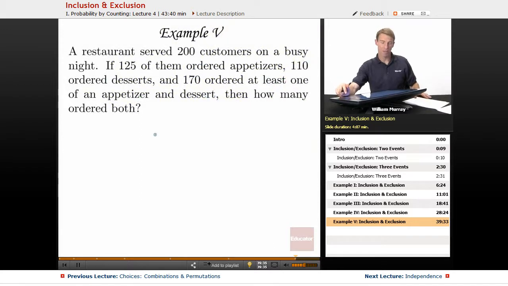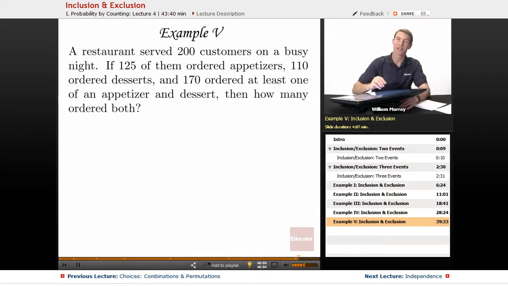So in our final example here, we're going out to a busy restaurant. They're serving 200 customers that night, and we're looking at it from the restaurant's point of view. 125 of their customers ordered appetizers, and 110 ordered desserts, and 170 of those customers ordered at least one of an appetizer and/or a dessert. And the question is, how many ordered both appetizers and desserts?